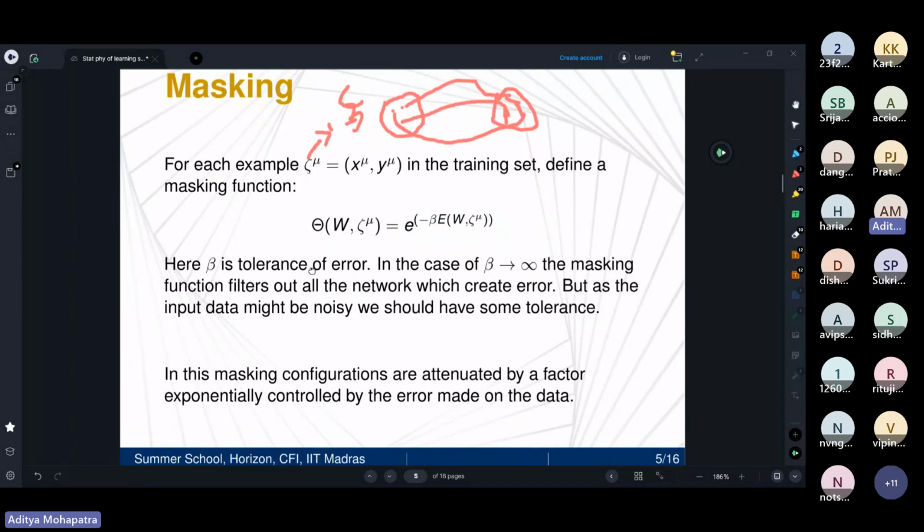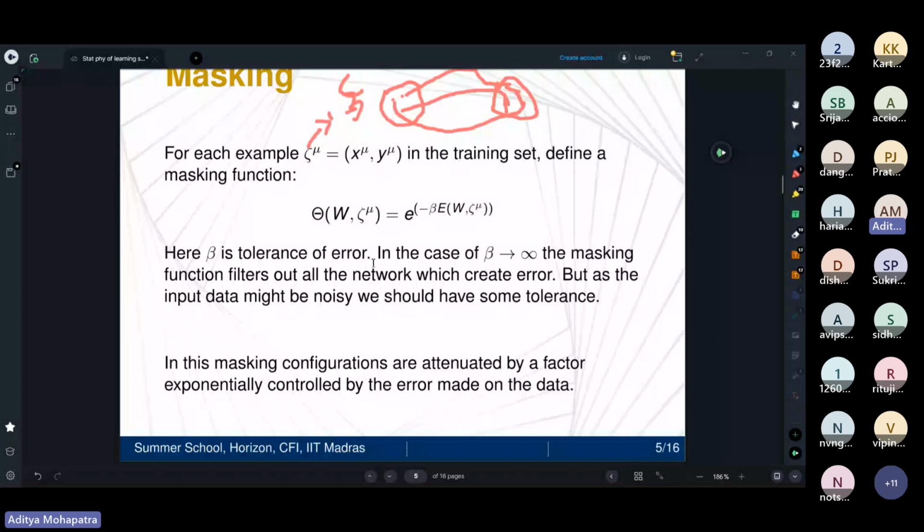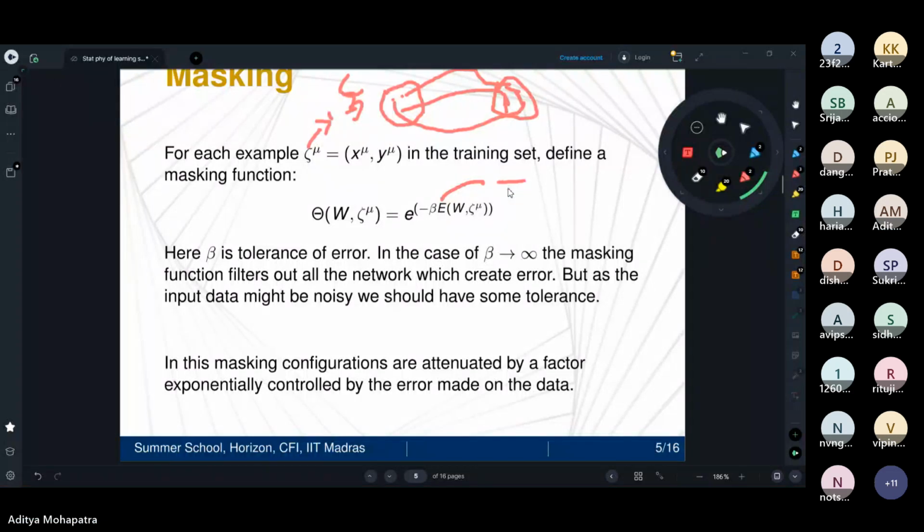And here beta is what we call the tolerance of error, like how tolerant you are to the error. Because if beta is infinity, maximum tolerance, this goes to 0, right? E to the power minus infinity is 0, tending to 0. If the network has some error, this thing is not equal to 0, and if this is equal to 0, then theta would obviously be 1, because e to the power 0 is 1. If this is not equal to 0, then it will stay as some finite value, okay?